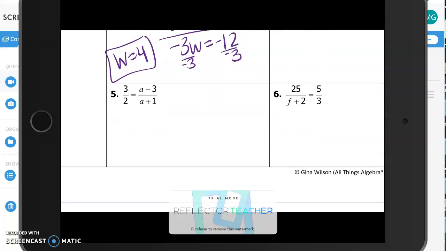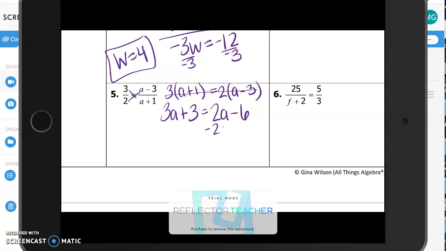This one I'm going to write out. So I'm going to do 3 times (a plus 1) equals 2 times (a minus 3). So you have to distribute the 3 to the a and the 1, and then distribute the 2 to the a and the 3. So 3a plus 3 equals 2a minus 6. Again, if you feel comfortable, you could skip that step as long as you remember to distribute to both of those things.